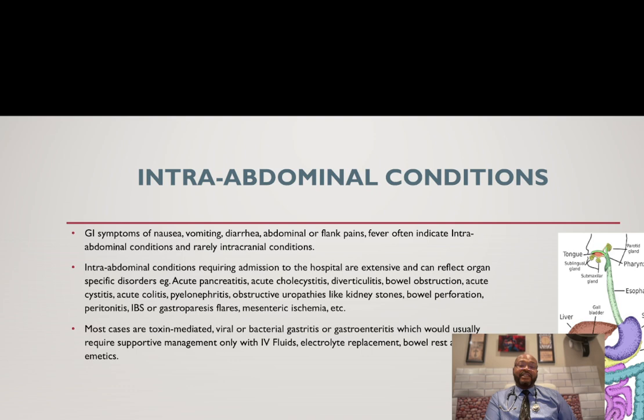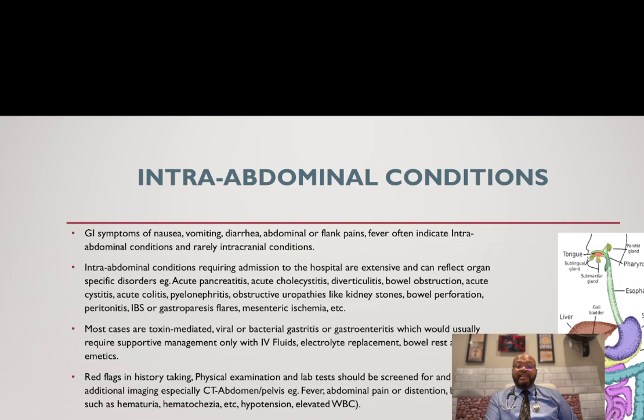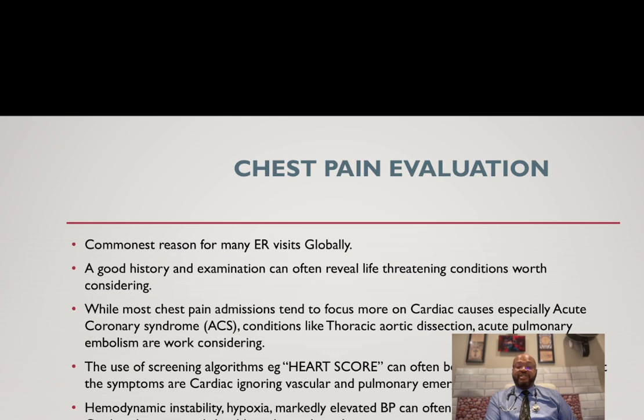What are those red flags that you will see in patients coming in with abdominal conditions that would make you get a CT? So, of course, people coming in with fever, abdominal pain, abdominal distension, bleeding like hematuria, hematochezia, or those who are septic with elevated WBC counts, or hypotensive, hemodynamically unstable, you definitely want to get a CT scan of the abdomen and pelvis to look into that, because ignoring these red flags will lead to missed diagnosis and increased mortality.